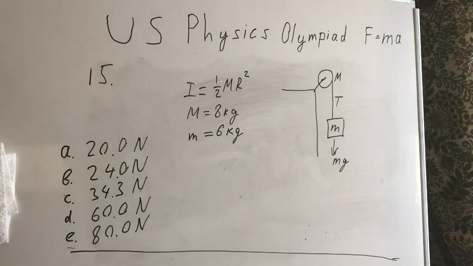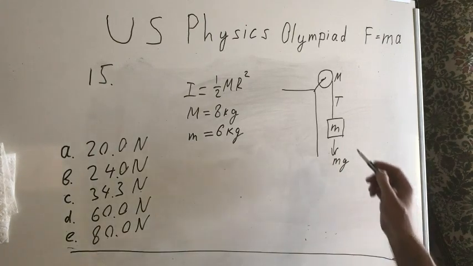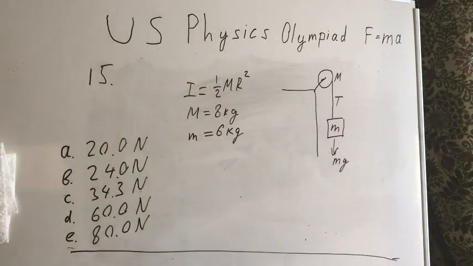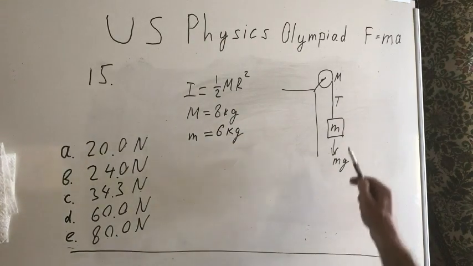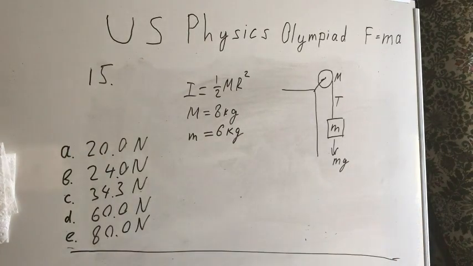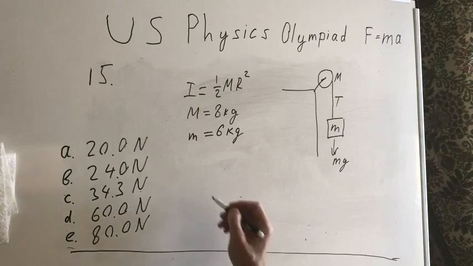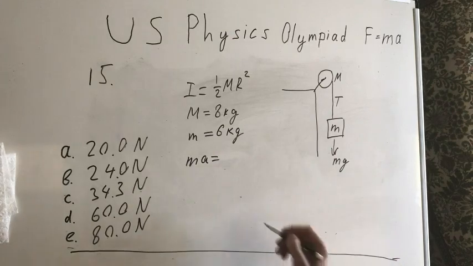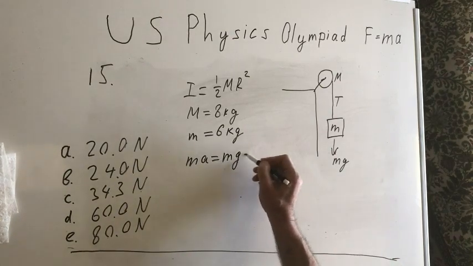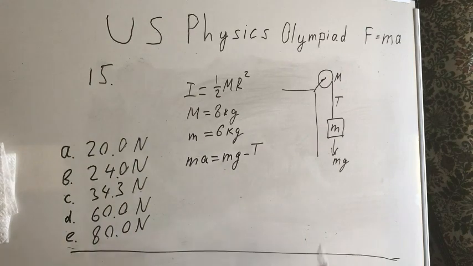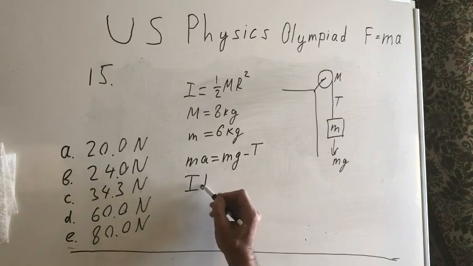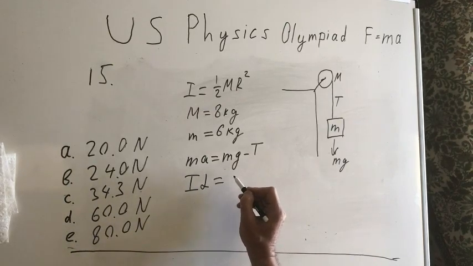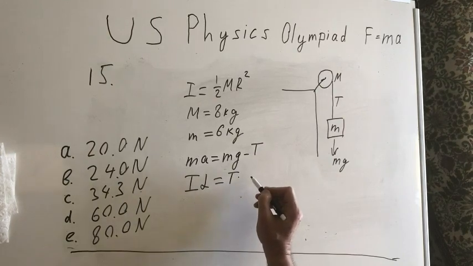So to solve this problem we need to write equations of motion for both bodies, for the small mass m and for this disk M. This is for motion, this is for rotation. For mass m, the equation is this one: ma equals mg minus tension. And for the disk we have rotation, we have I alpha equal to tension multiplied by radius.